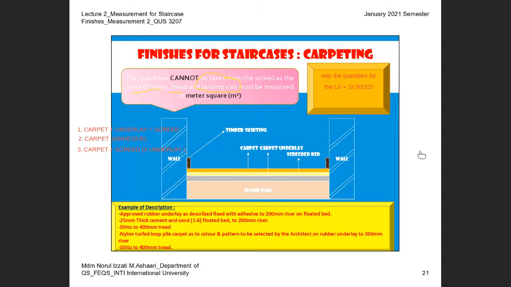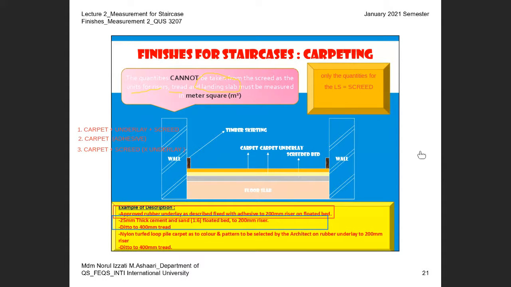Okay, look at the second one. The second one I group in a different category. 25 mm thick cement and sand floated bed, to riser. The second one also to tray. So in terms of the unit, please take note that this is the same as the screed.